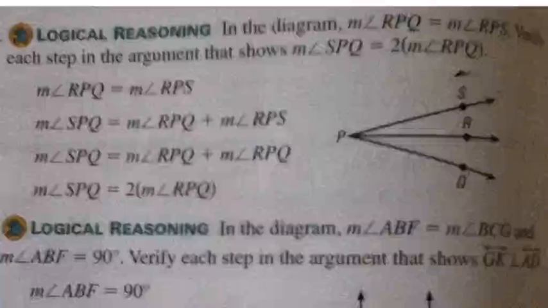Okay, here's a geometry question. It says, logical reasoning. In the diagram, the measure of angle RPQ equals the measure of angle RPS. Verify each step in the argument that shows the measure of angle SPQ is 2 times the measure of angle RPQ.